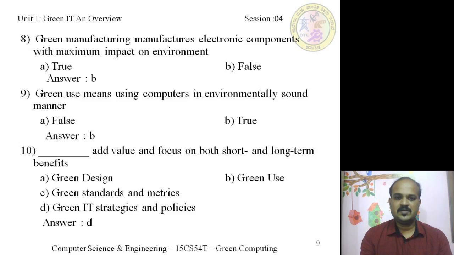So this is about the multiple choice questions on a holistic approach of greening IT. In today's class, we have mainly discussed about holistic approach, which mainly discusses about how you can green the IT by using that holistic approach.